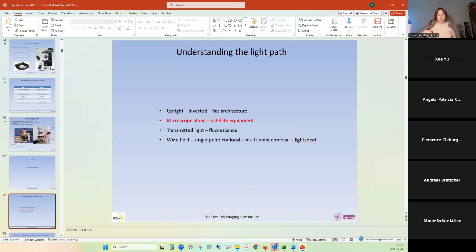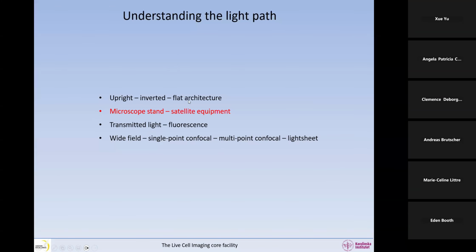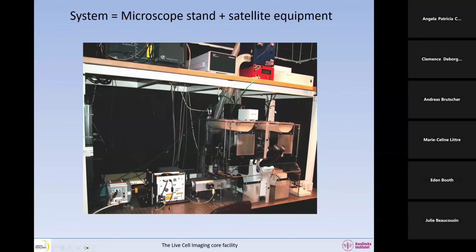I will do this again. So now we've seen inverted, upright, and flat microscope stands. And now I'm going to talk about what is the difference between the microscope stand and the satellite equipment.